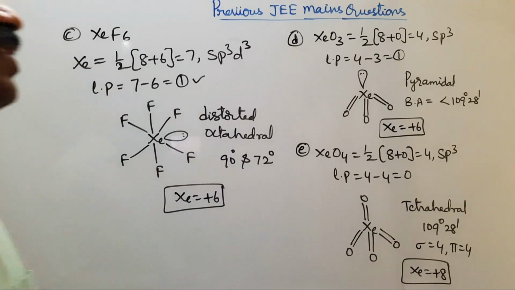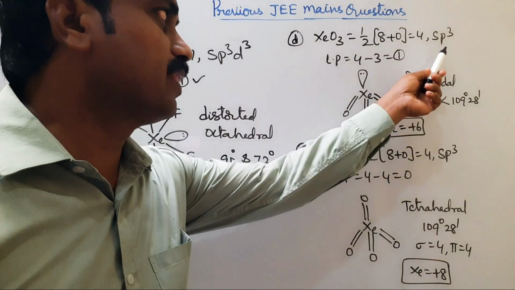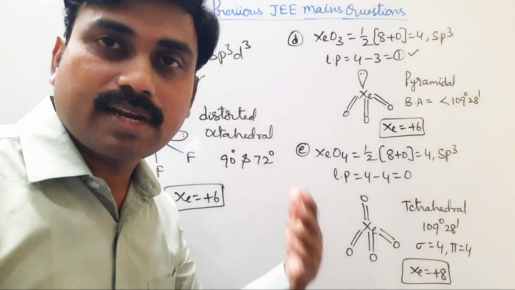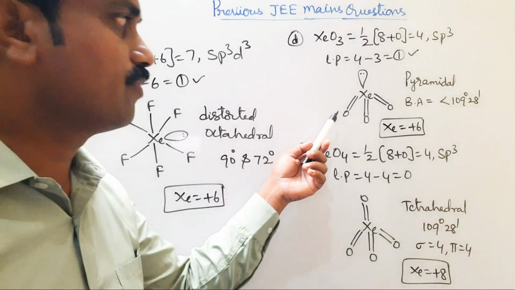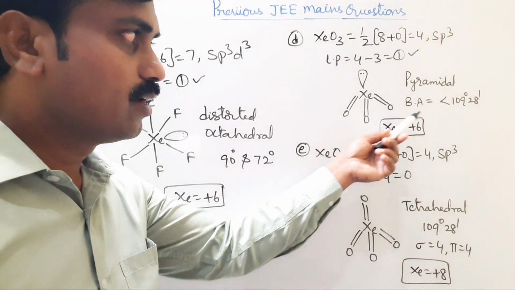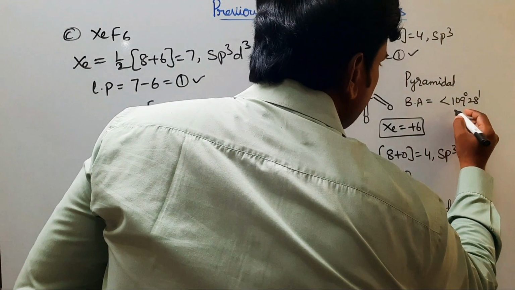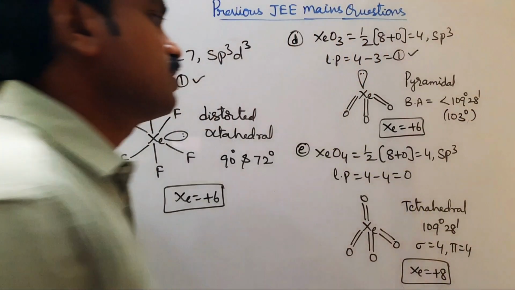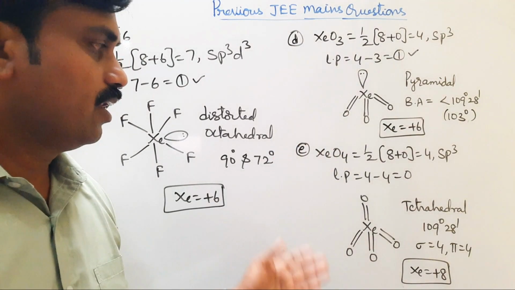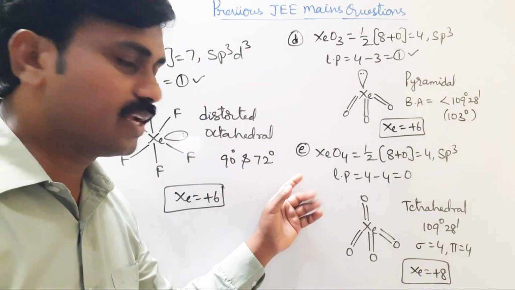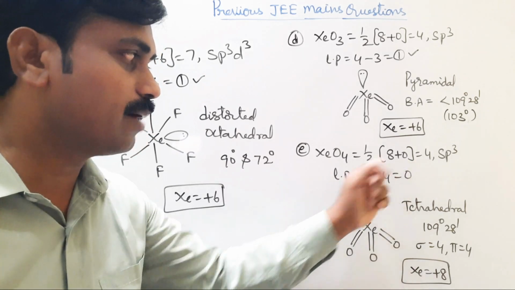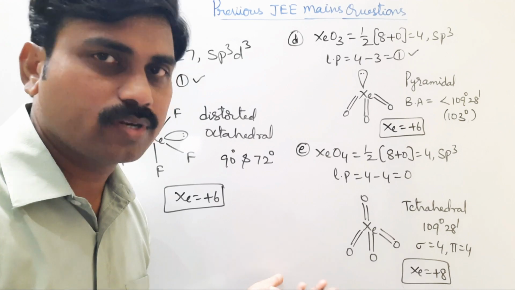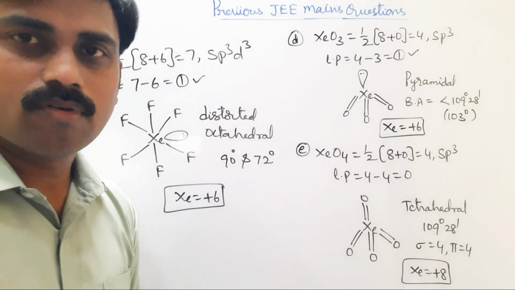XeO3. Look at XeO3, central atom xenon undergoes sp3 hybridization. It is having a lone pair. That's why shape will change from tetrahedral to pyramidal shape. So it can form like a pyramidal shape. Bond angle less than 109 degrees 28 minutes, or 103 degrees. And oxidation state of xenon is +6. In XeO4 compound, central atom xenon again undergoes sp3 hybridization. It is having no lone pairs, that's why it is tetrahedral shape. Bond angle is 109 degrees 28 minutes. It is having 4 sigma and 4 pi bonds.